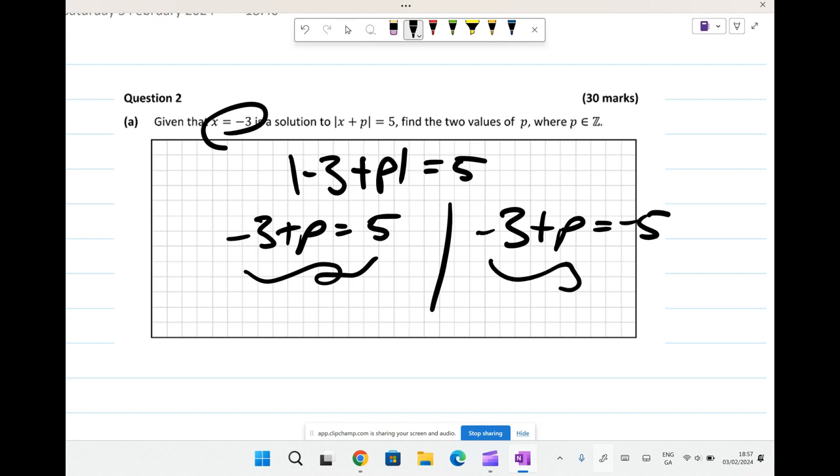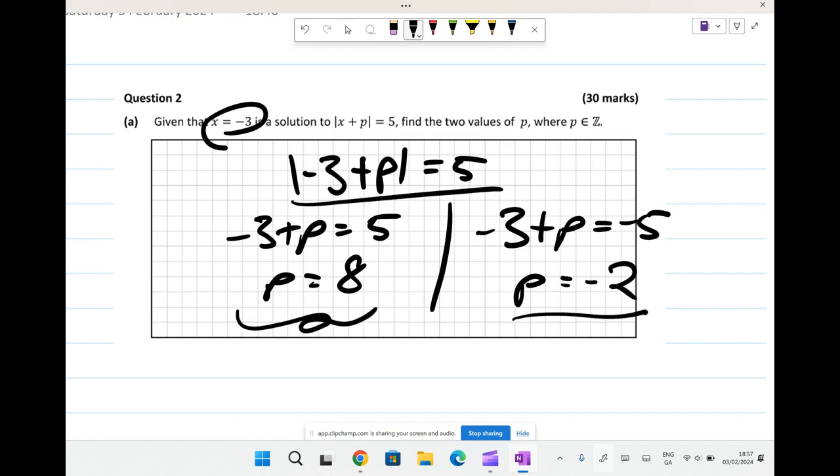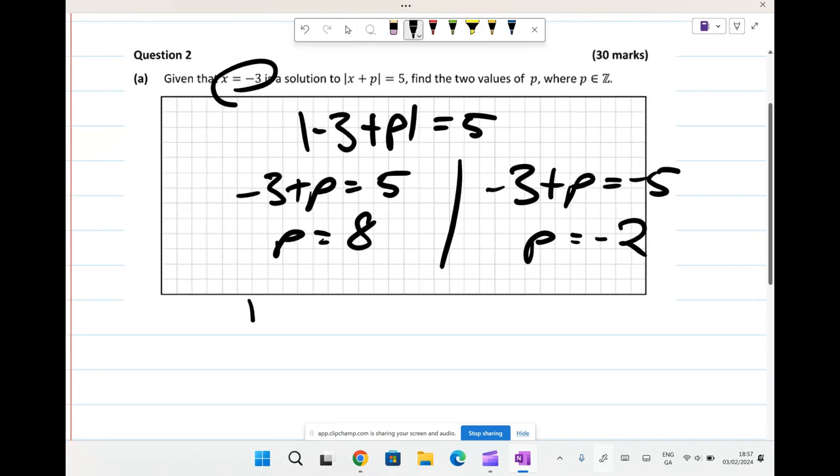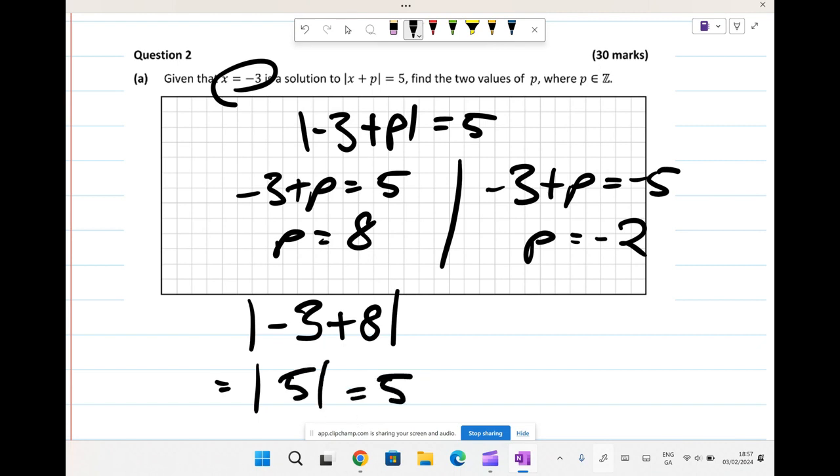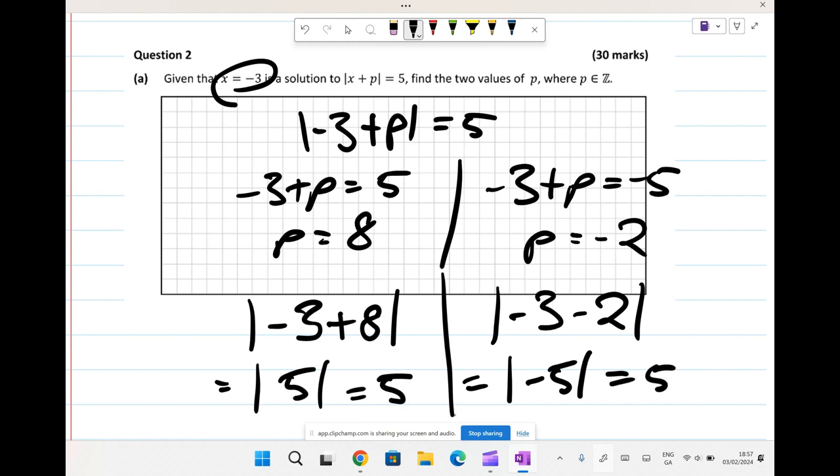Okay, great. And now we just want to find the values of p that make this true. So p is equal to 5 minus 3, which is 2, and p is equal to minus 5 minus 3, which is minus 8. So when p is 2, this equation is satisfied, and when p is minus 8, this equation is also satisfied. But let's check that and make sure we haven't made any mathematical slips. 3 plus 2 is equal to absolute value 5, and the absolute value of 5 is 5. And 3 minus 8 is equal to minus 5, and the absolute value of minus 5 is 5. So both of these are correct, and we can keep both of them.